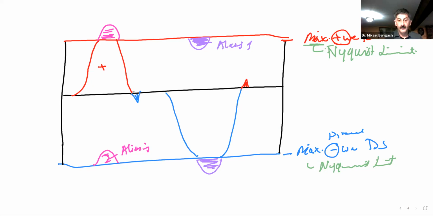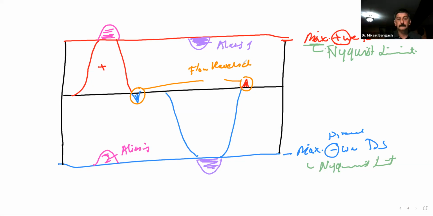Mark these two here, and what they will be referred to as is what we will call flow reversal. So just remember that, your flow reversal, that is pretty normal. That's what normally will happen.